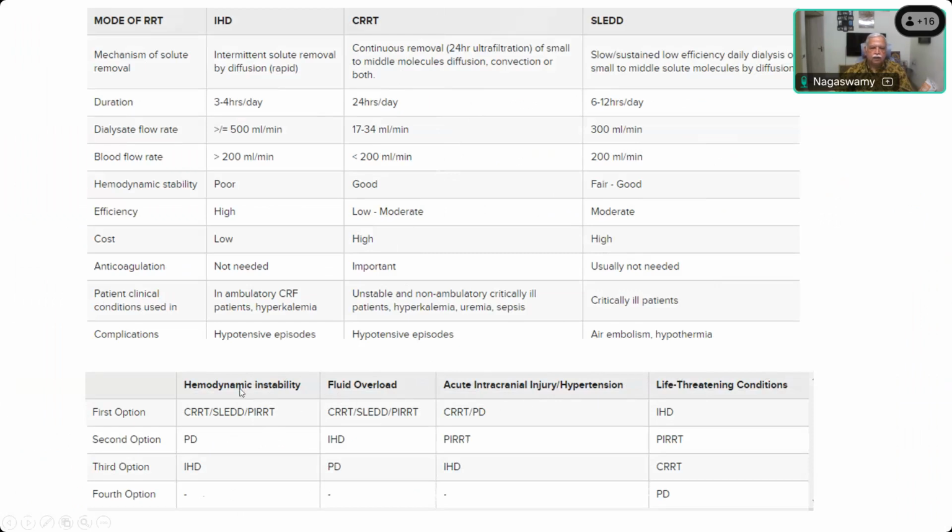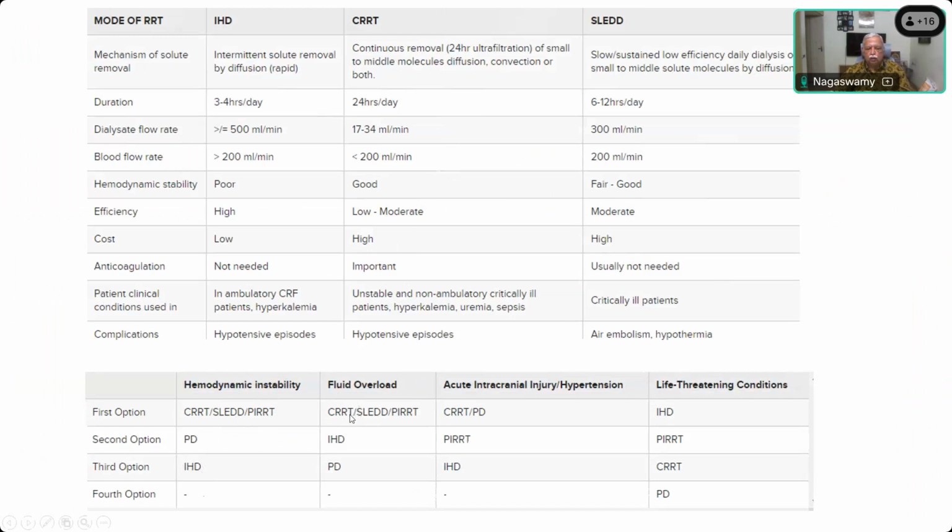If the patient has hemodynamic instability, the first option is continuous renal replacement therapy, or SLED, slow efficiency daily dialysis, not intermittent hemodialysis, and the second option is peritoneal dialysis. Because we are not taking the blood out of the patient's body, peritoneal dialysis is much safer. The third option only is intermittent hemodialysis, either through an IJV or a subclavian catheter.